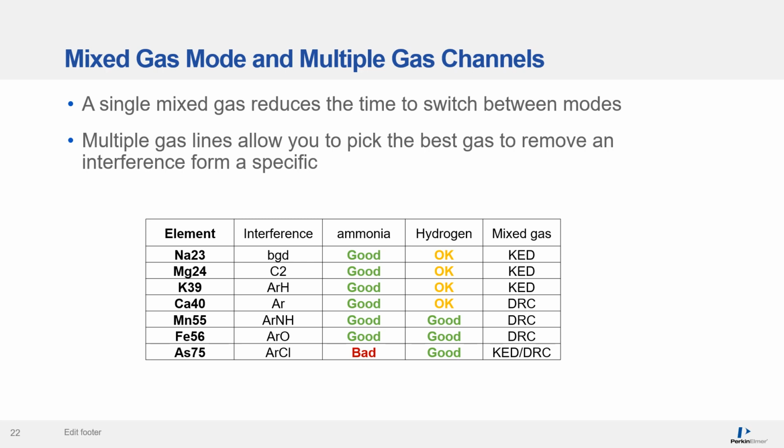Some reaction gases are better than others for interference removal. With multiple gas channels, 100% ammonia is a good gas for removing interferences on certain elements, such as sodium, magnesium, potassium, and calcium. Both ammonia and hydrogen are equally good for removing interferences on other elements, such as manganese and iron. While in other cases, such as arsenic, hydrogen will remove the interference better than ammonia will.